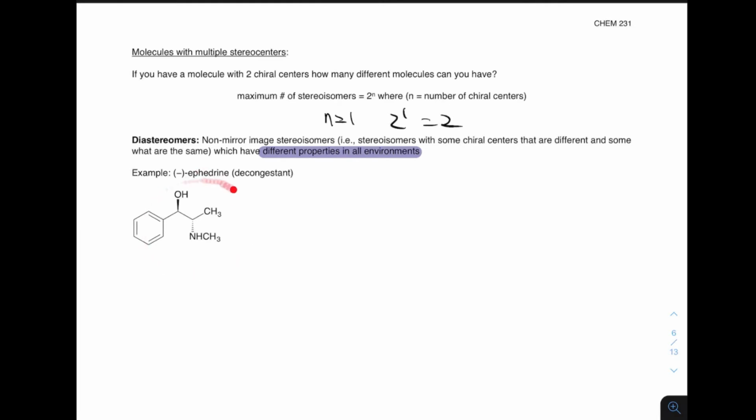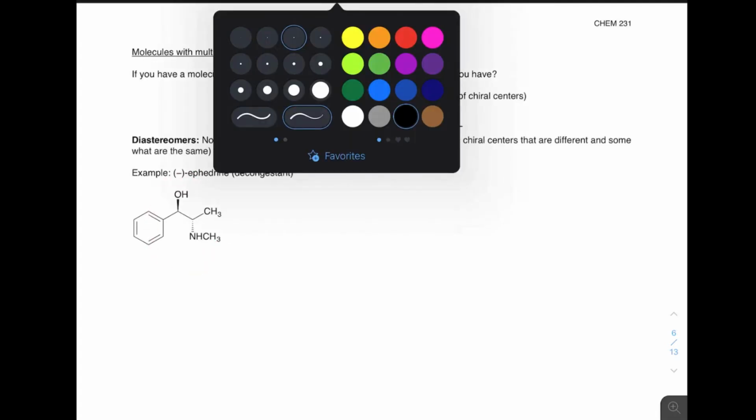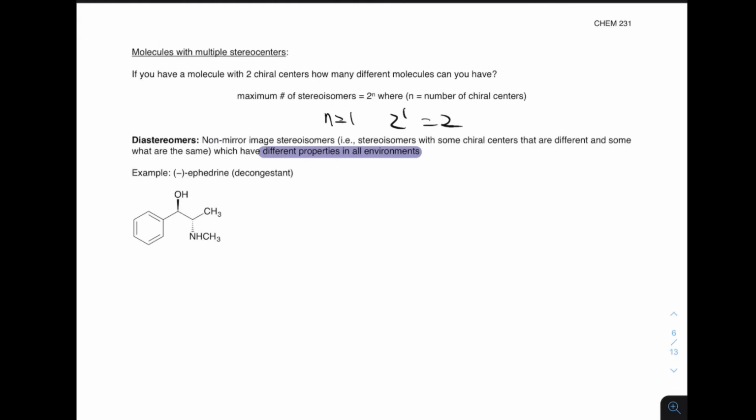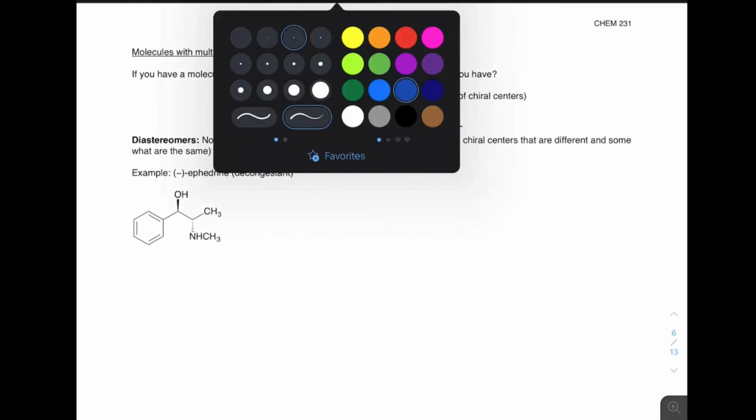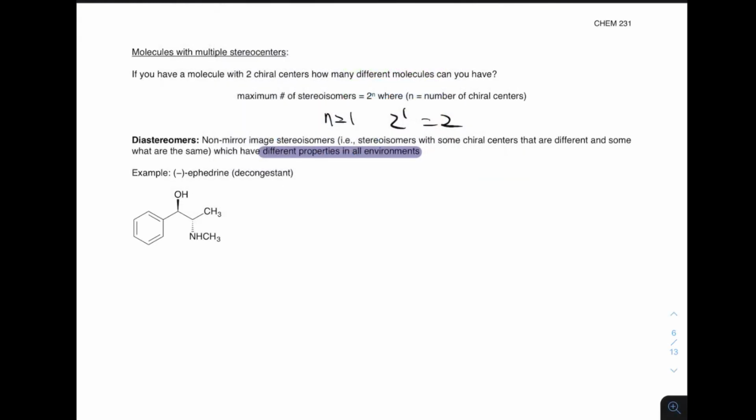So let's look at this first molecule here, and we'll show some examples of diastereomers. First off, let's take a look at the enantiomer of this compound. All we're doing here is essentially changing the spatial orientation of these bonds. So where the OH was on a wedge before, now it's on a dash, and this dashed amine down here is now on a wedge.